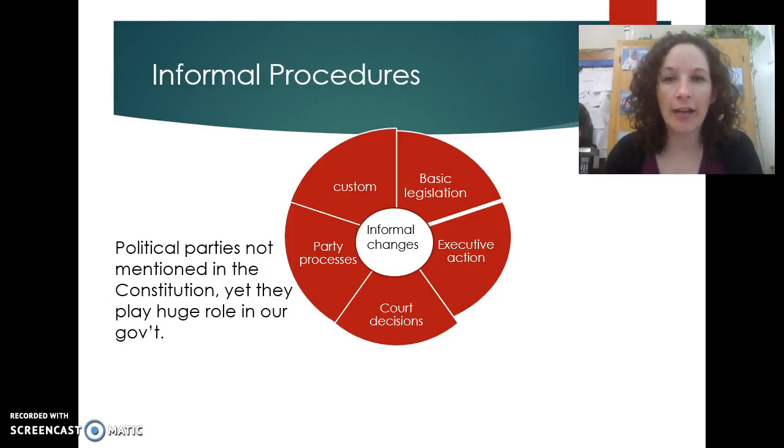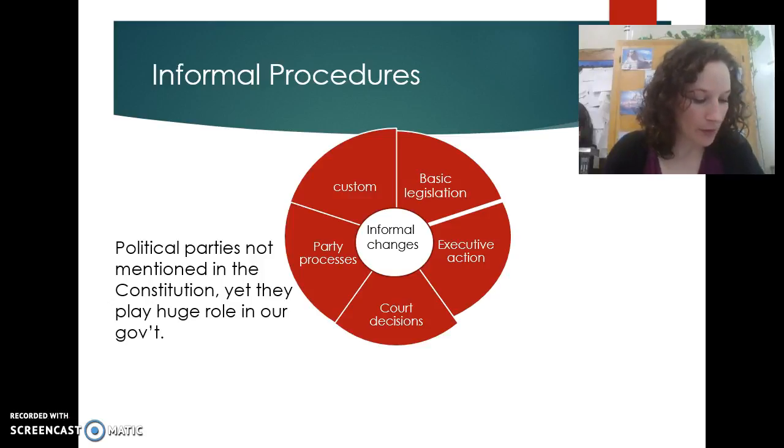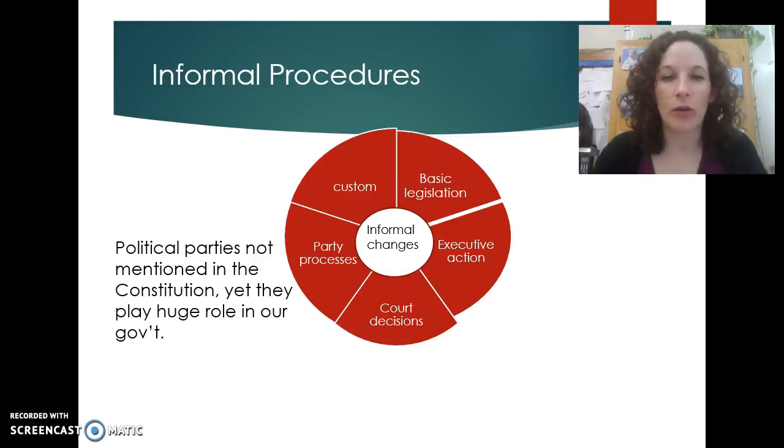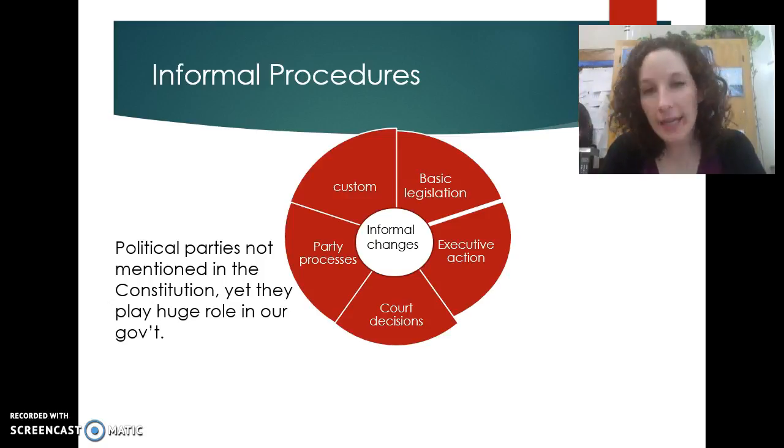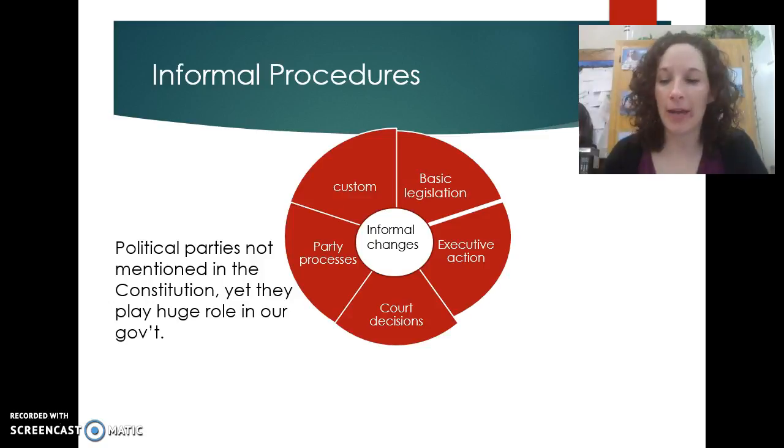So we rely on the political parties to sort of narrow down our options and come up with the candidate. And then also the parties are important in the Electoral College, which we haven't gotten to yet, but we'll see that later. So how the parties work is not governed by the Constitution, but they exist and they're important in our whole process. So they have sort of changed our understanding of the Constitution.